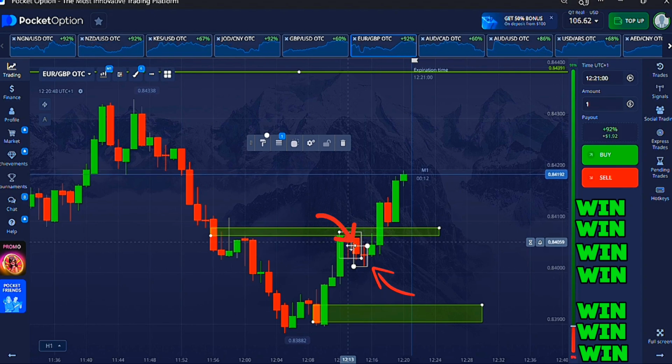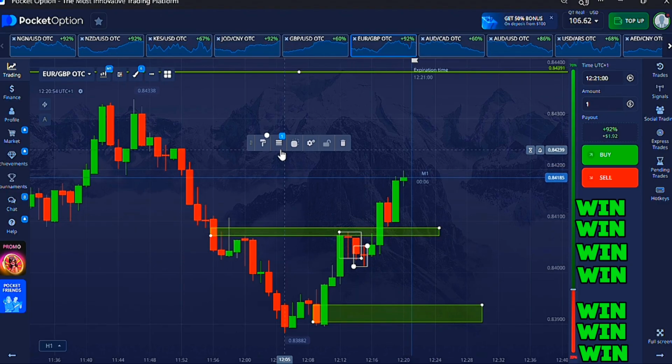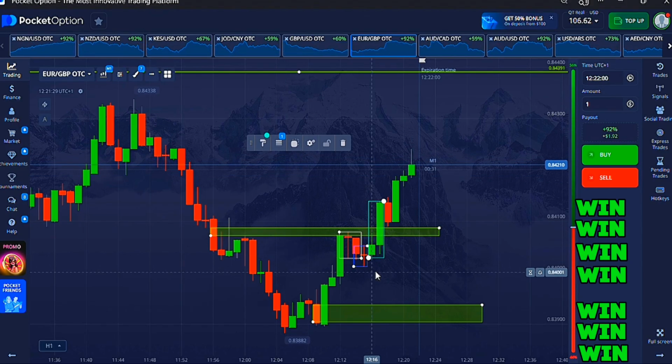This is a double doji. You can see this doji here and this other doji here. So this is a doji break together with this pattern. Let me mark out this pattern here. But take a look at this now. This pattern often give reversal.